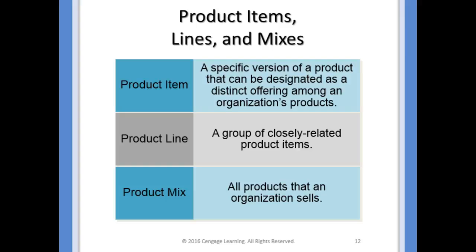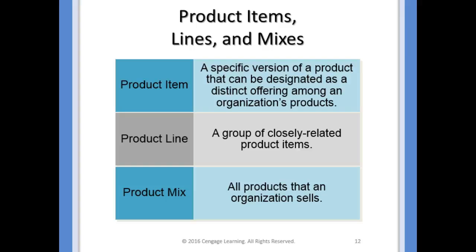The next slide is going to show you a visual example using Campbell's soup. Campbell's, not just soup I should say, but Campbell's products, soup being one of them. The product mix at the bottom is just everything, all the products that they sell. Okay, product line are the groupings of closely related products that can kind of fit together.